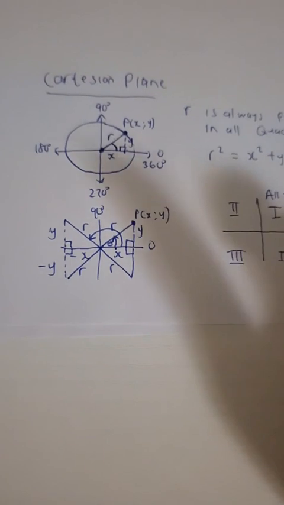So here we'll have a positive r again, because r is always positive in all quadrants.